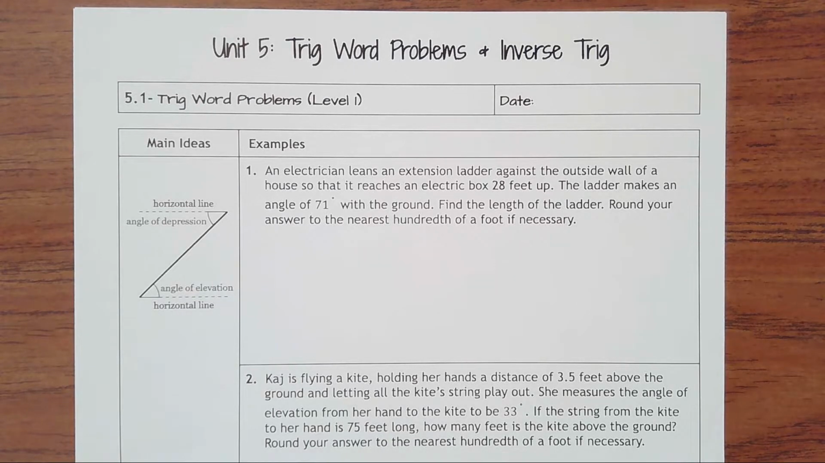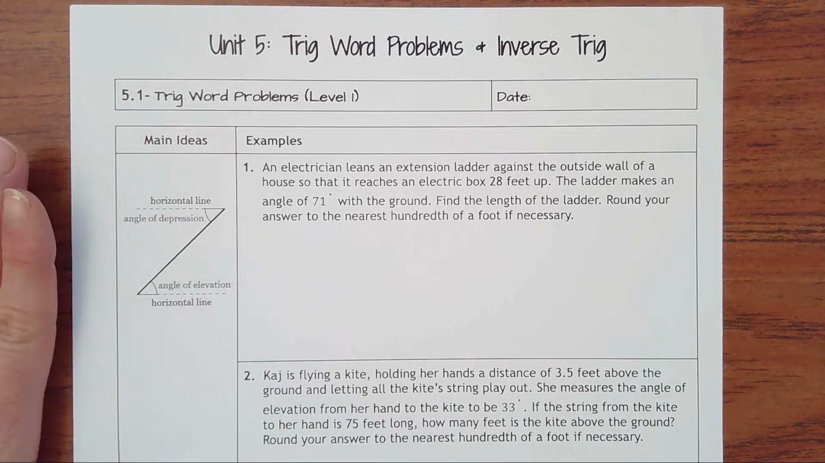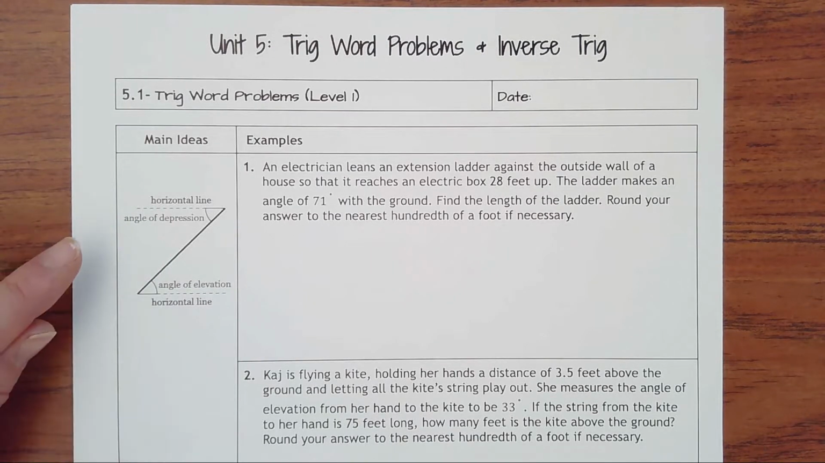Unit 5, trig word problems and inverse trig. These trig word problems are some I think we did in Algebra 2 a little bit at the end of the year, and then we definitely did them in geometry last year. So level 1s, they're not too bad. We will get to where we talk about an angle of elevation and an angle of depression. But the first one is just a basic right triangle.